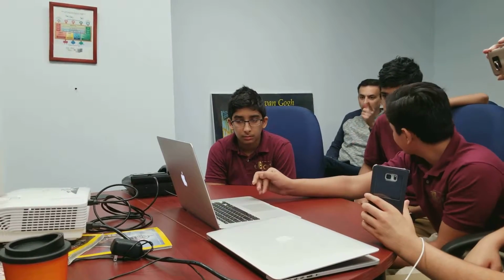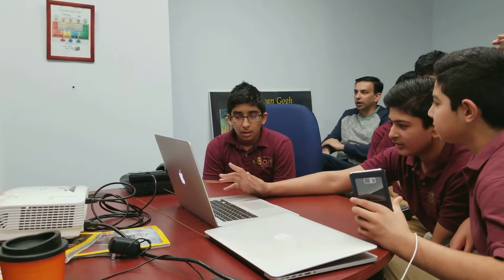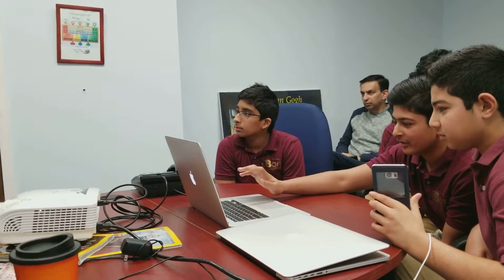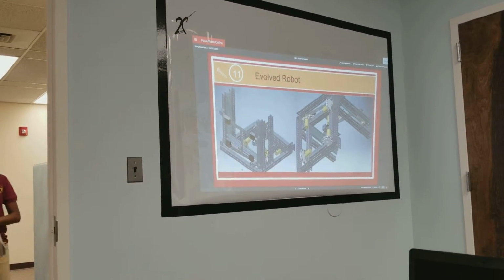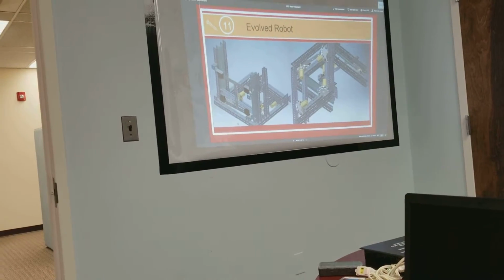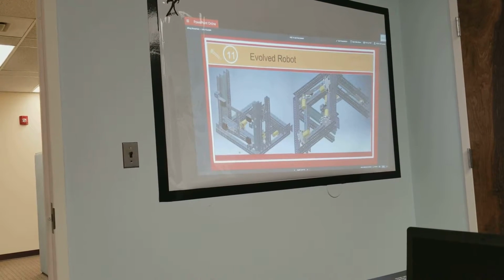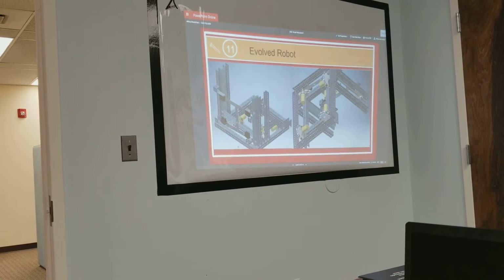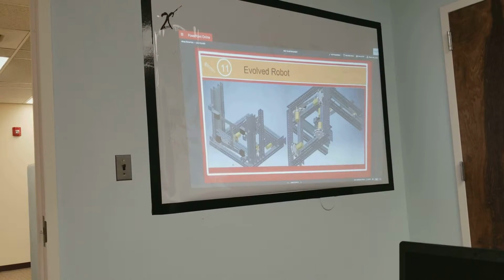Go to the next one. So this is our evolved robot on CAD. This one was created on Autodesk Inventor Professional 2018. Here you could see the drawer slides, and you could see the claw here, and you could see the motors and everything.